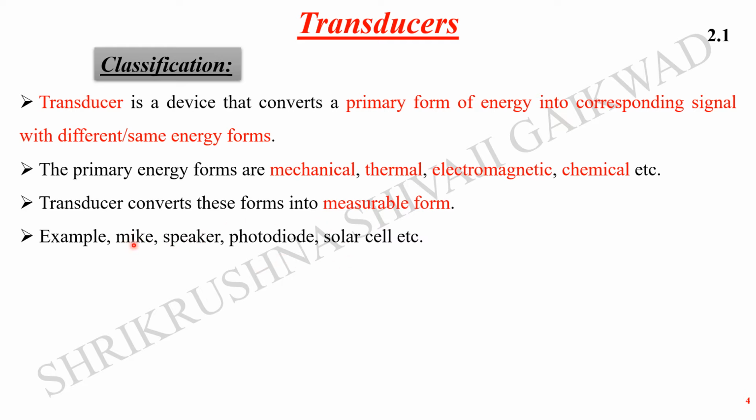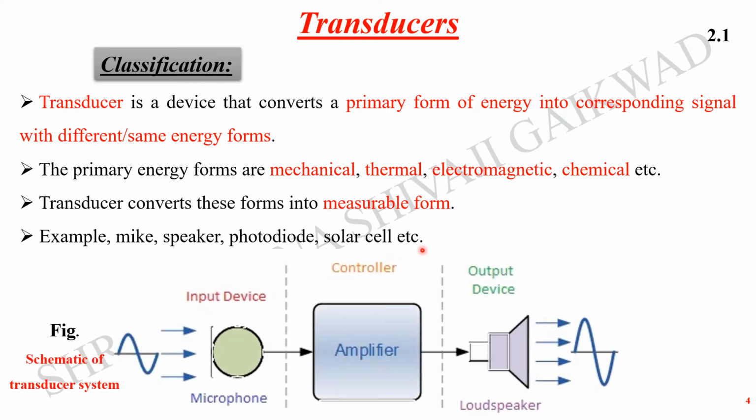The mic detects the sound energy. The speaker converts the electrical signal back into sound. The photodiode detects the light energy and converts it into electrical energy. Then the solar cells convert the solar energy into electrical signals, and so on and so forth.